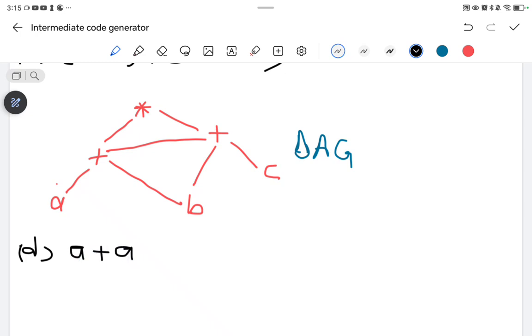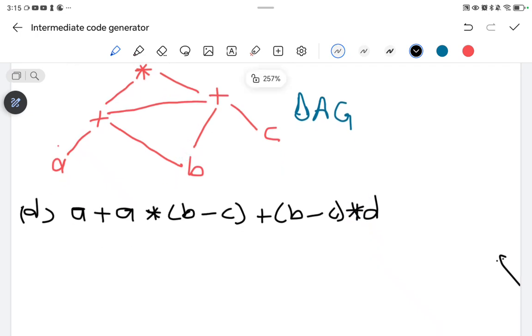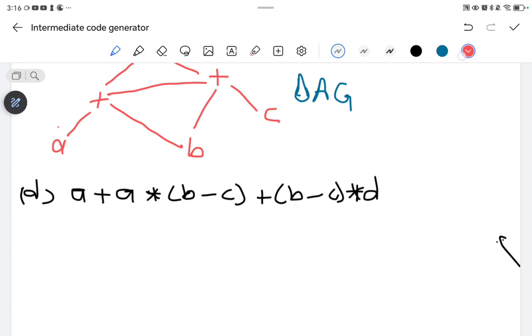I don't know which one is coming from your guide, but I took some recently from your guide. So now we have this, which is A plus A, and then we have star B minus C plus B minus C. I think this one is coming from your guide. This one is star. So now when we look at this, we're going to write our PEMDAS here.